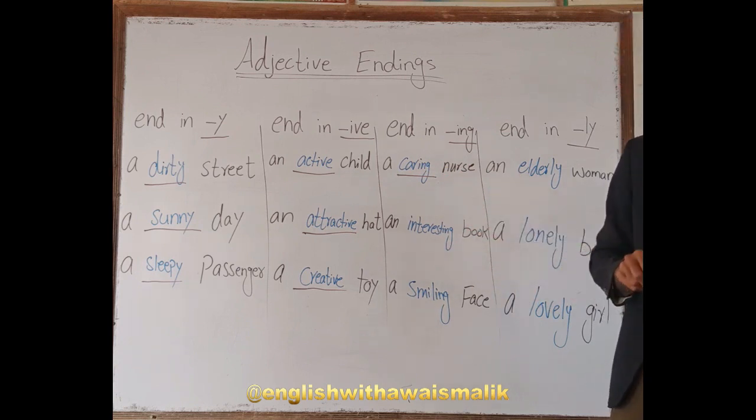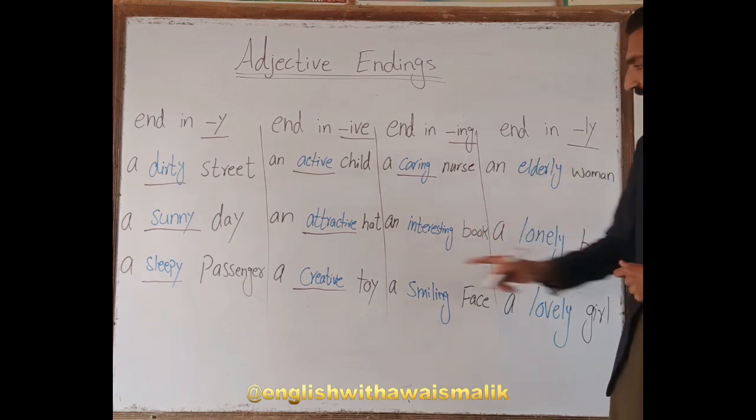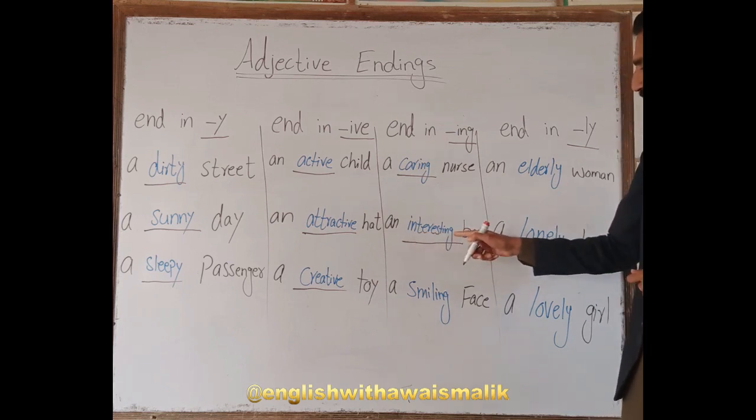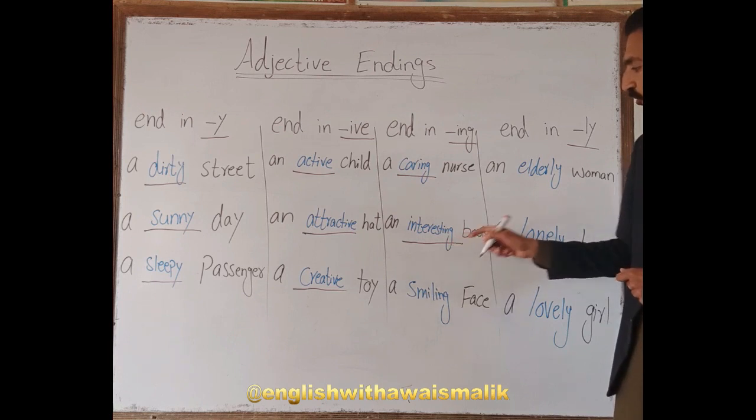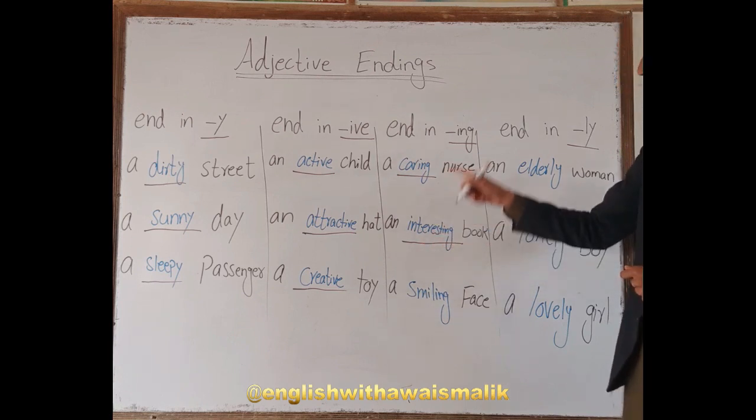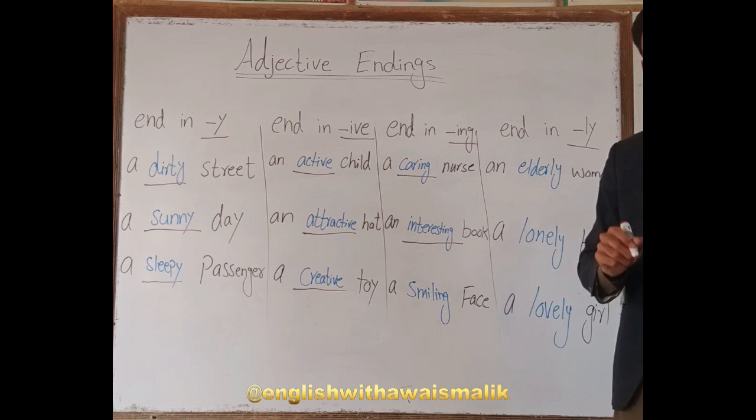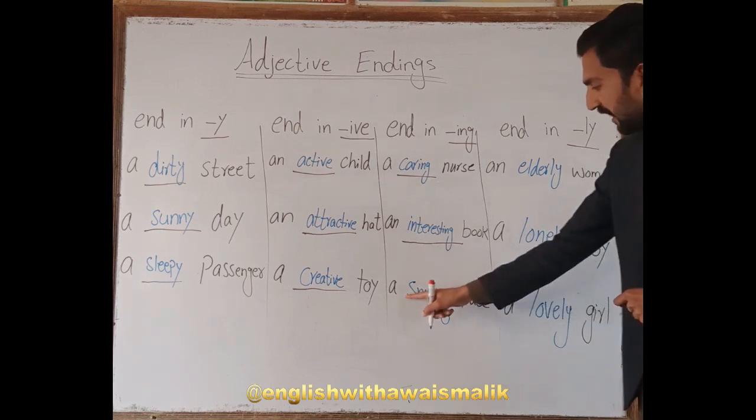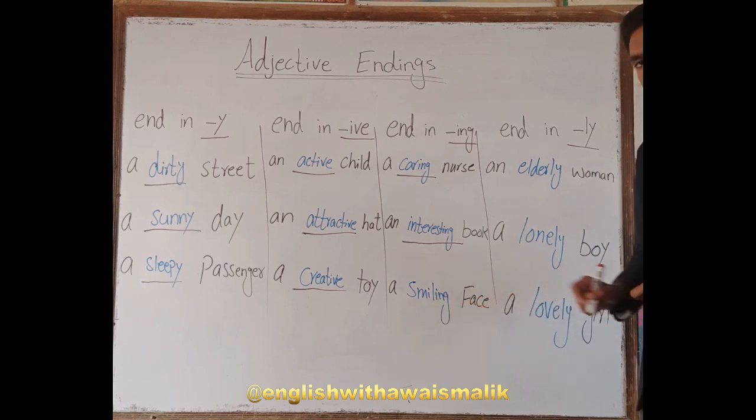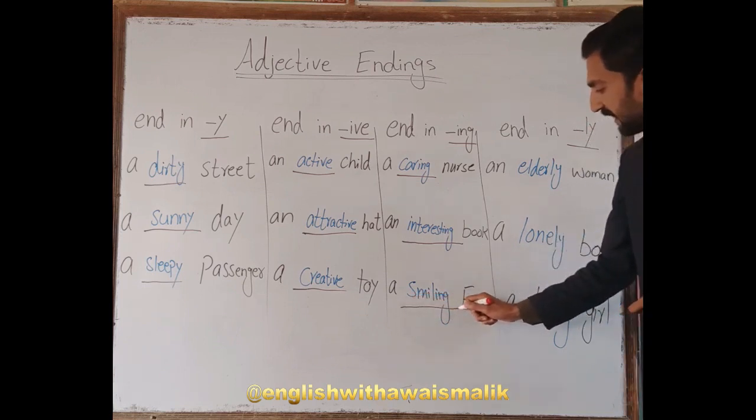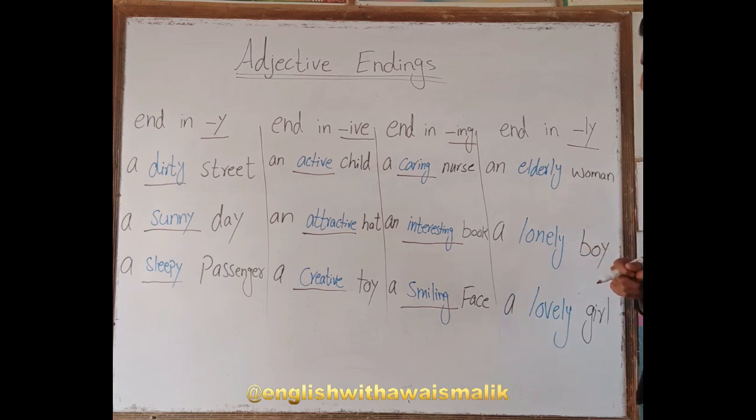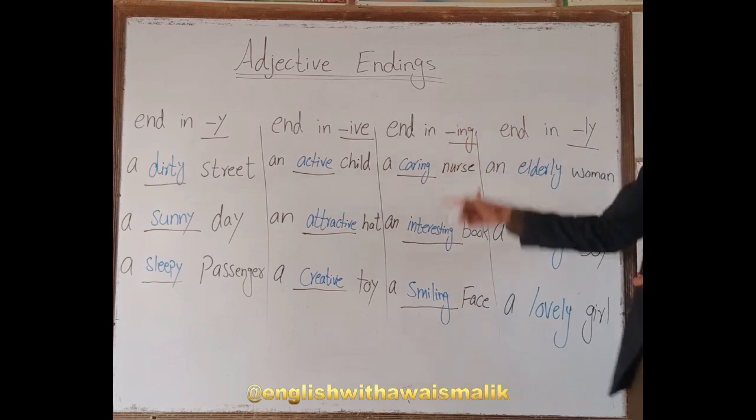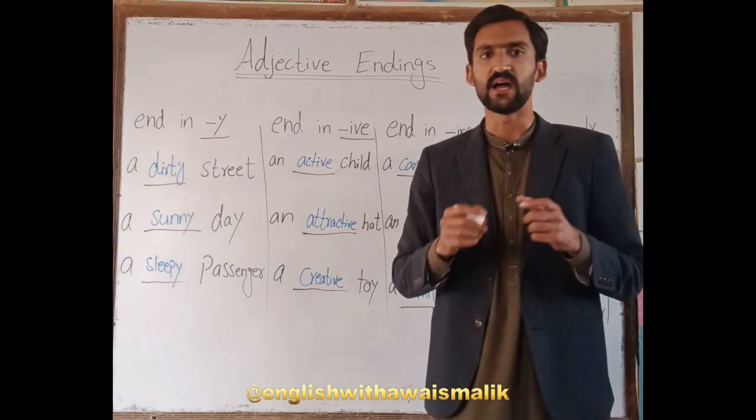Further we have another example: an interesting book. The ending of this adjective is also ING. The word interesting also ends with these 3 letters. Further we have another example: a smiling face. The word smiling is an adjective which ends with ING. So these three are the endings of adjectives.